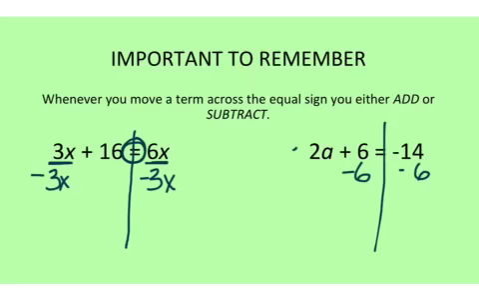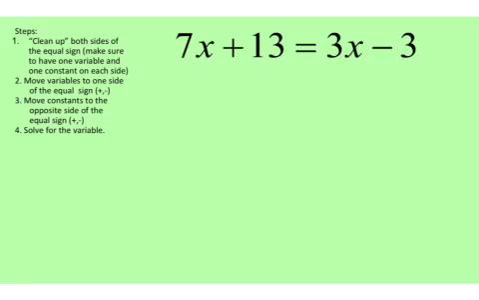Anytime you move across the equal sign, see how I moved it from one side of the equal to the other? I add or subtract. That's what's different about having variables on both sides. That's the only thing that's different. Once I start to solve, now I'm going to do the exact same thing. So let's go through a few problems.